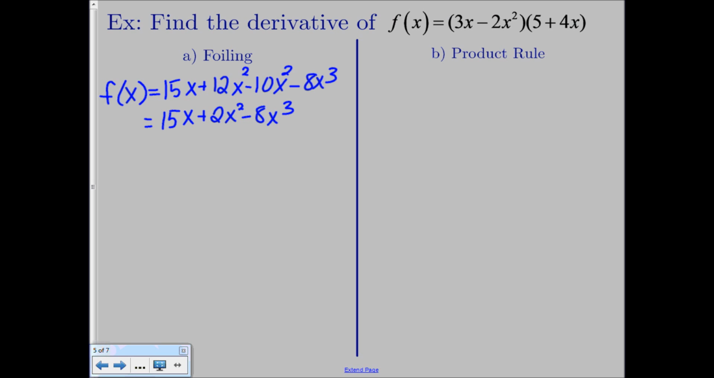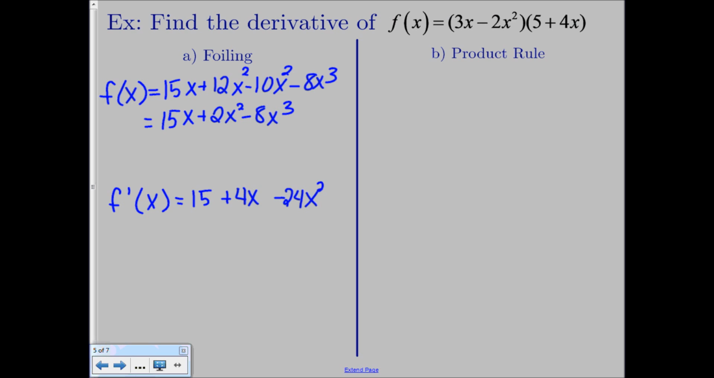Okay, so now we're just going to take the derivative. We're going to find f prime of x. To do that, we're going to use our power rule. So the derivative of 15x, bring down that 1 as an exponent, it's just going to become 15, plus 2 times, bring down that exponent, we're going to get 4x, minus, first we're going to subtract that 1. We're going to get x squared, bringing down the 3 as a coefficient, we're going to get 8 times 3 is 24. So that's our overall derivative for f of x.